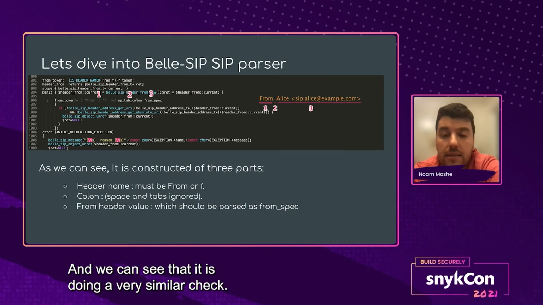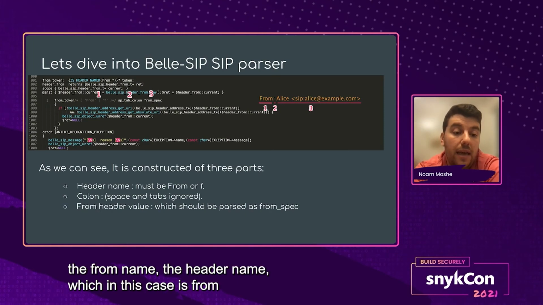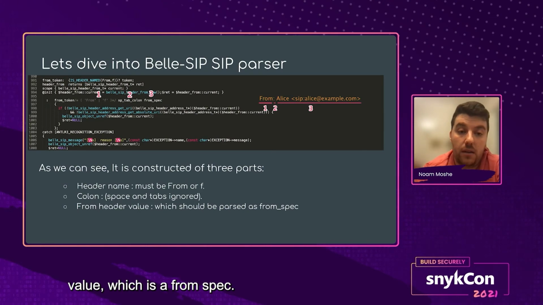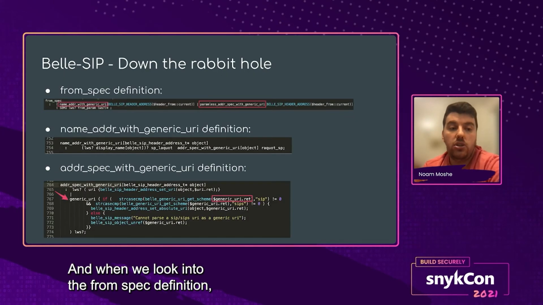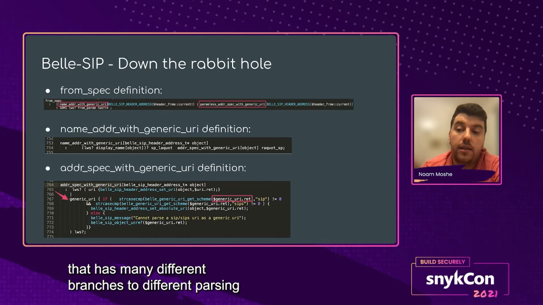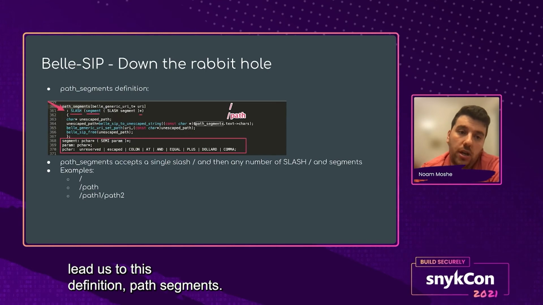And we can see that it is doing a very similar check. It takes the header and separates it into three parts: the from name, the header name, which in this case is from or F, the colon, which is the separator, and then the header value, which is a from-spec. And when we look into the from-spec definition, we encounter a very wide tree that has many different branches to different parsing primitives. And at the end of this tree, one specific branch leads us to this definition, path segments.